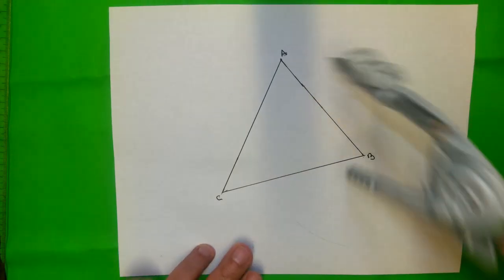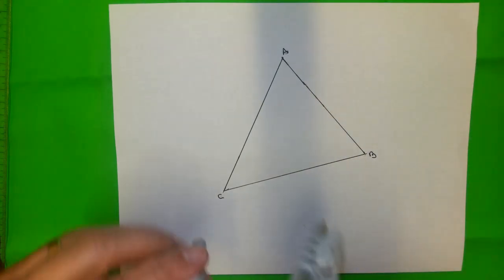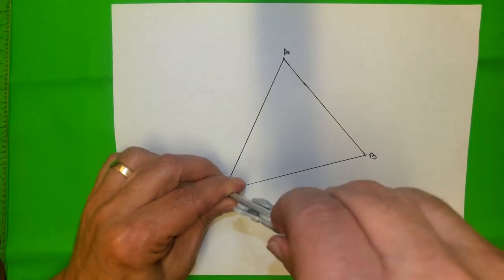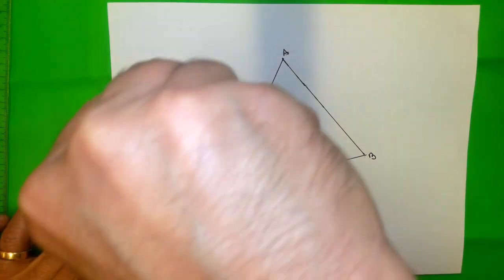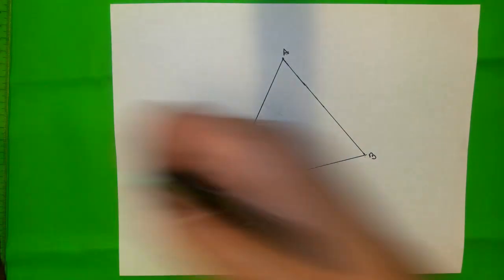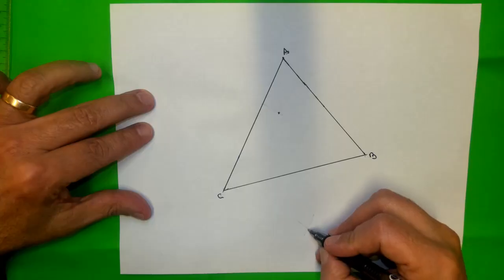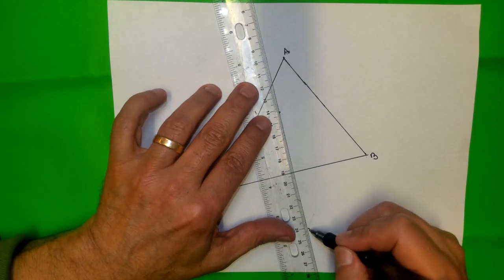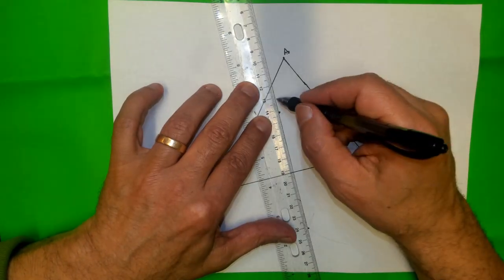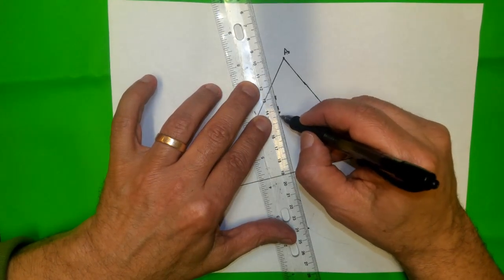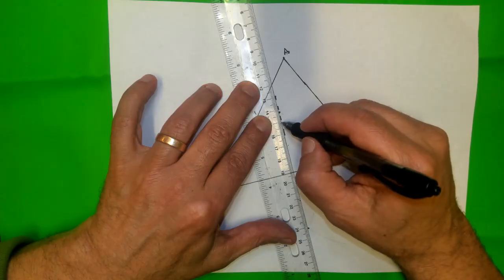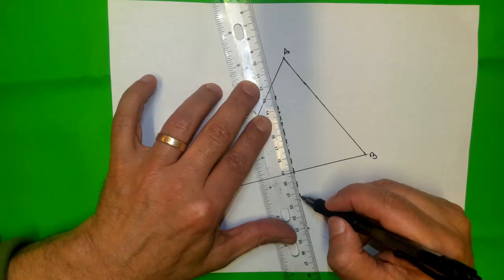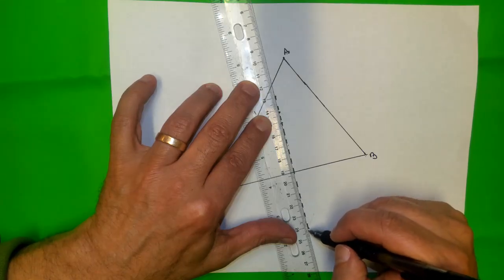If you don't remember, you will see in my description how to do it again. And again, the same thing from point C, and hopefully you can see these are the two intersection points between these arcs. With a dashed line, I'm going to draw the perpendicular bisector of side BC. It's this one. Try to be very accurate with this construction.